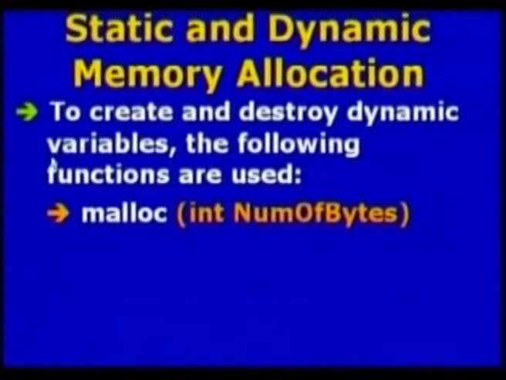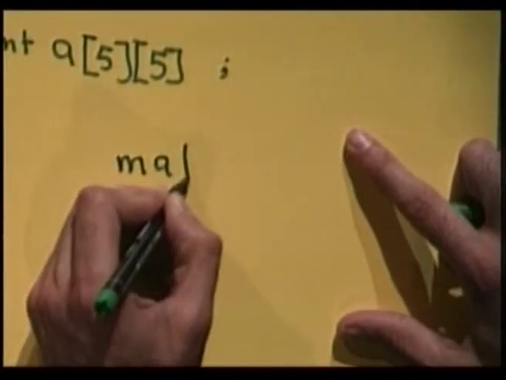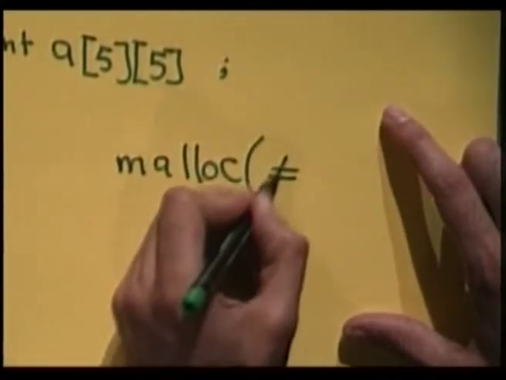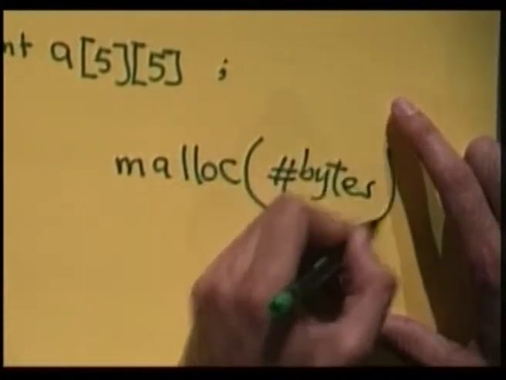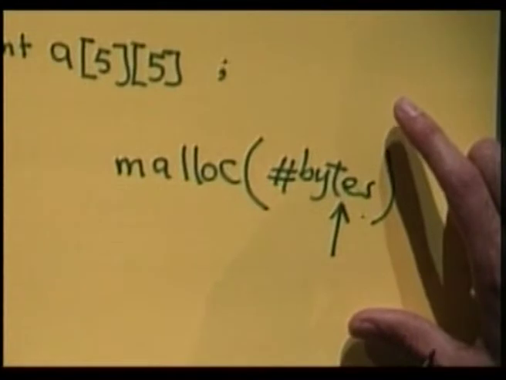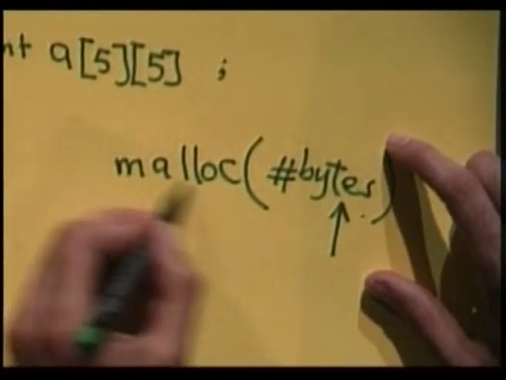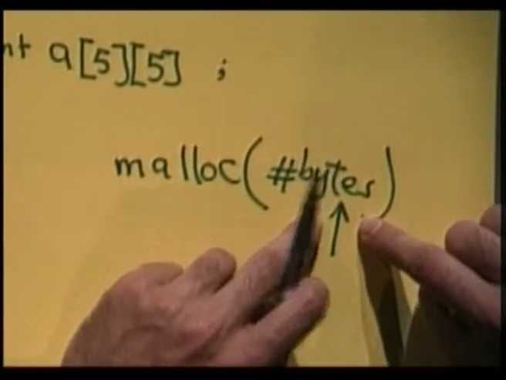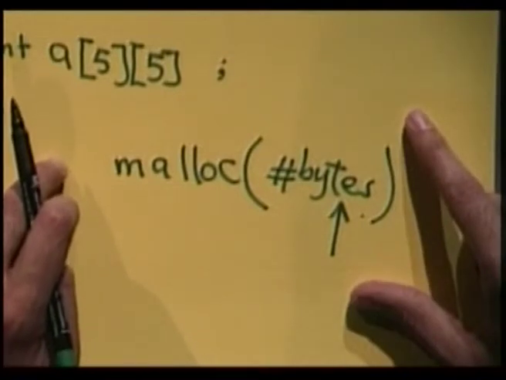So to create and destroy dynamic variables, the following functions are used. To reserve or allocate memory, we use the function called malloc, for memory allocation. Malloc takes basically one argument, the number of bytes you want to reserve. And always we refer to number of bytes. By default, malloc returns a pointer to whatever is reserved in here, and by default that pointer is of type void.